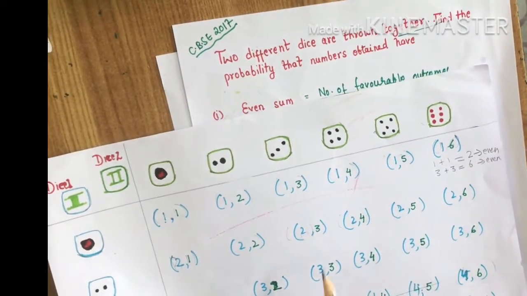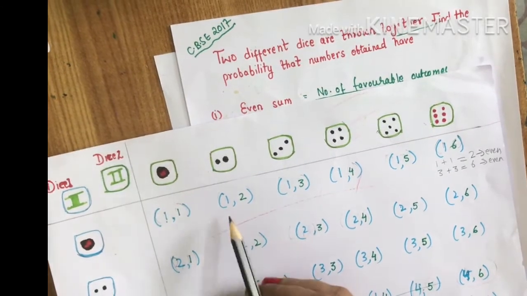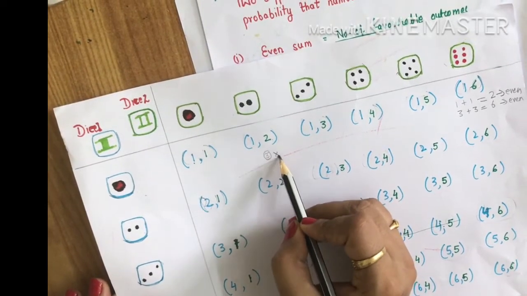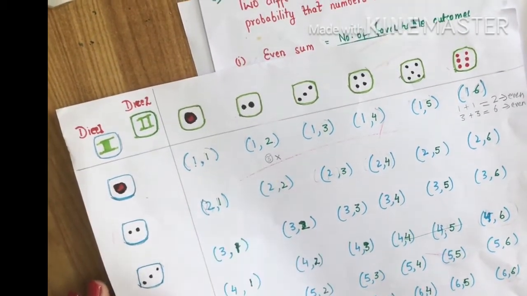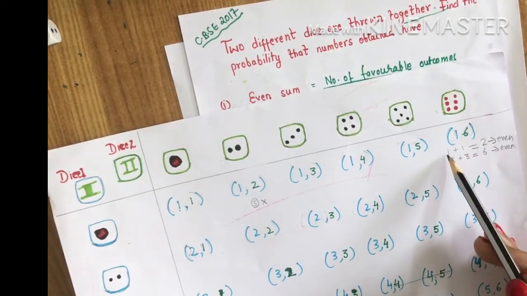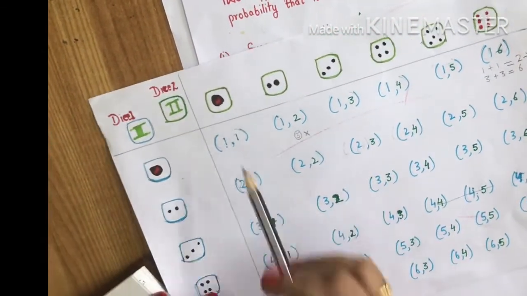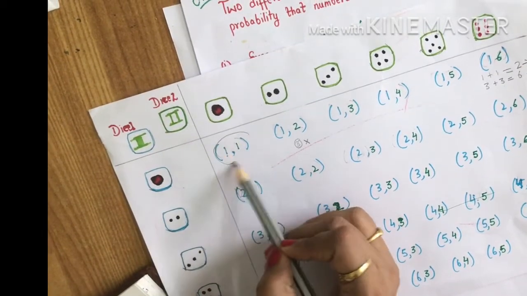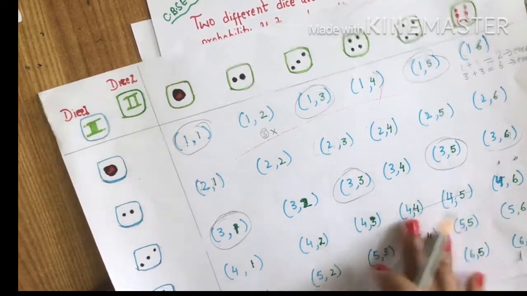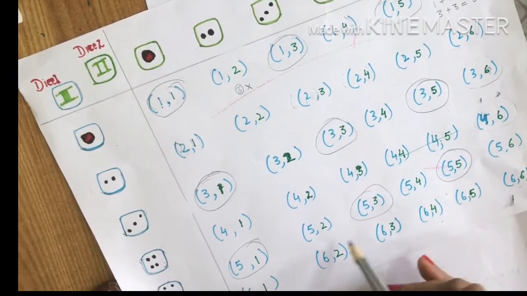But when I add one odd and one even, for example, 1 and 2, I get 3. So this is not a favorable outcome in this case, because it is odd. So how am I going to select? First I have to select all the cases where both the numbers are odd and both the numbers are even. Which are the cases in which both numbers are odd? You can see 1,1, 1,3, 1,5, 3,1, 3,3, 3,5. Then we have 5,1, 5,3, 5,5. These are both odd.